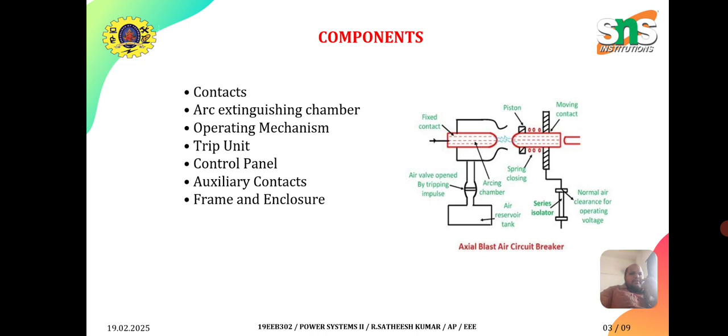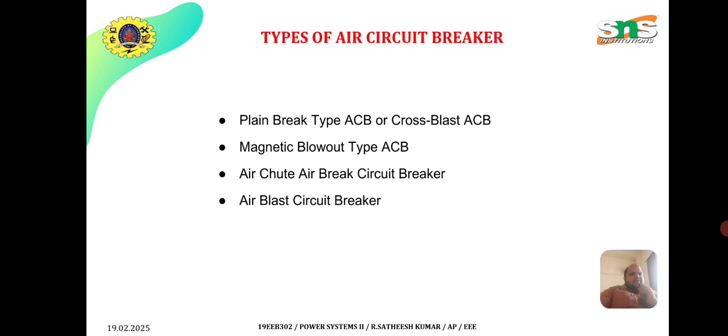Then these are all the components of the air circuit breaker: contacts, arc extinguisher, operating mechanism, trip unit, control panel, auxiliary contacts, frame and enclosure. In the diagram you can see the fixed and moving contacts and the valve opening for the air to come in and suppress the arc. The types of air circuit breaker: plain break air circuit breaker or cross blast air circuit breaker, magnetic blowout type air circuit breaker, acute choke air circuit breaker, and air blast circuit breaker.